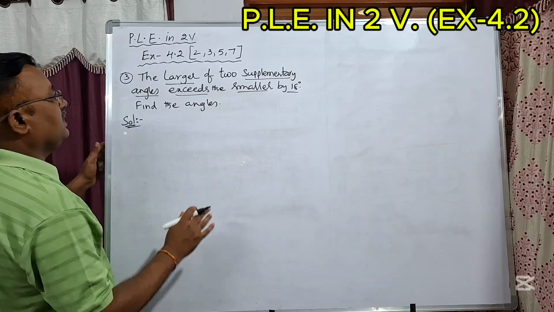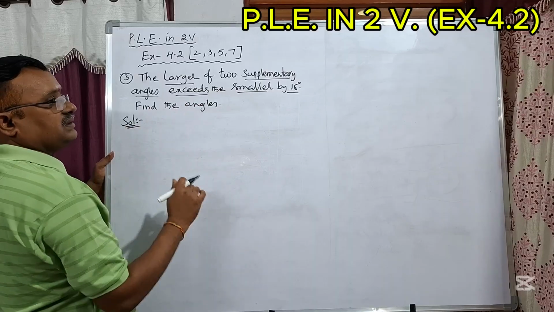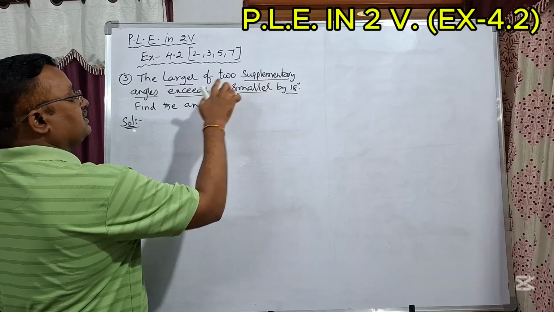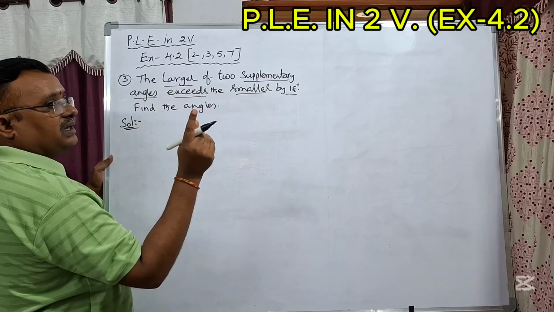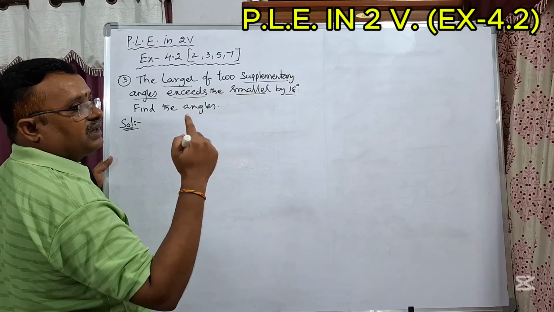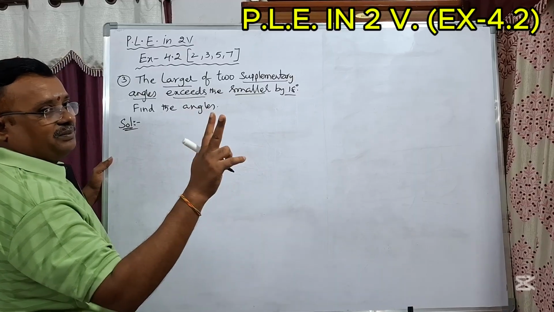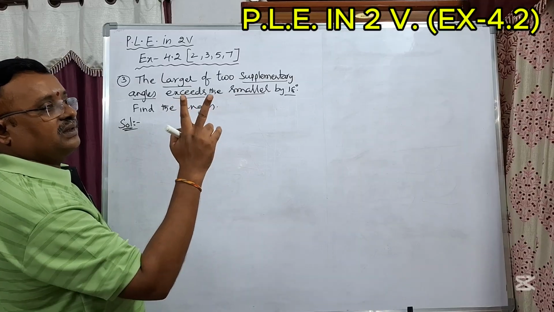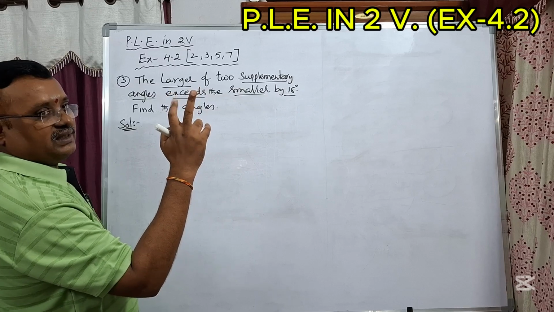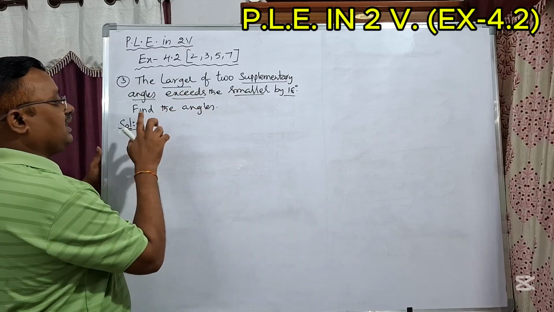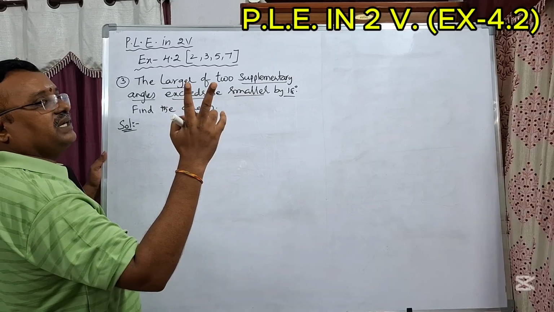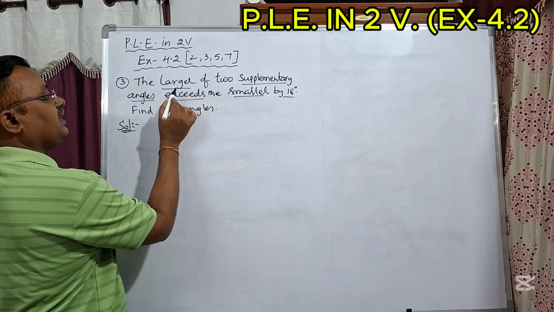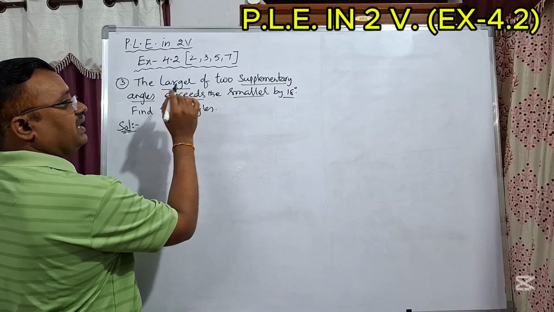Here what they are saying, find the angles, means how many? Two angles. Which type of angles? Supplementary angles. So already I told you, whatever they ask you to find, they give us two variables. In the previous question also, two-digit number they said, one as x, one as y we have taken. Here also, find the angles they are saying, so take one as x, one as y, and the question is regarding the larger angle, smaller angle relation.